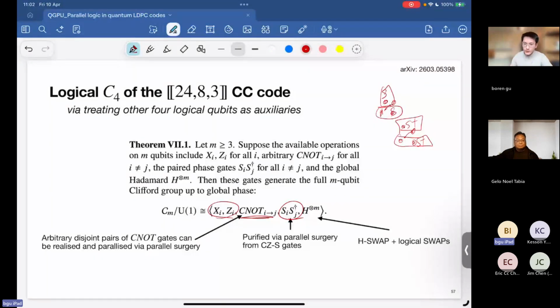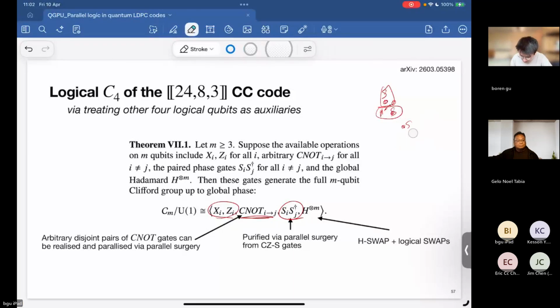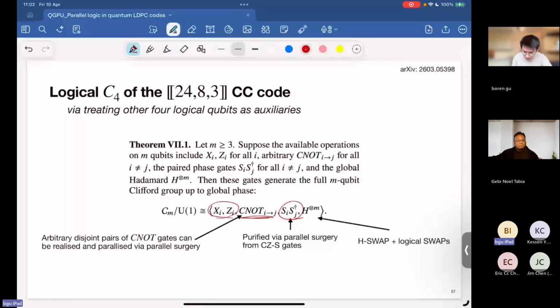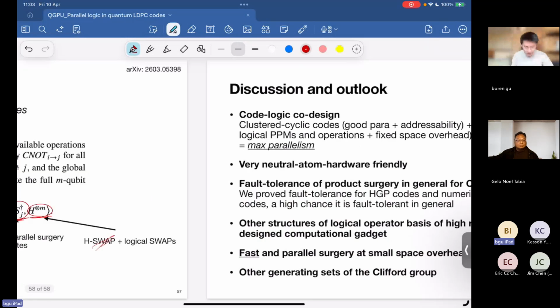And we show that with parallel surgery and logical swaps, we are able to realize i and j to be an arbitrary combination of 4 logical qubits. And yes, this global Hadamard is just like a Hadamard swap, and with logical swaps you can get rid of this swap. Okay, finally.